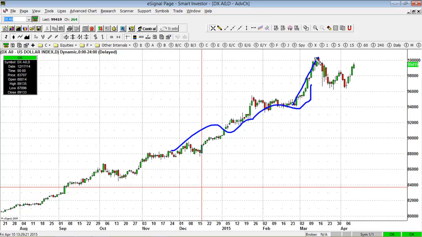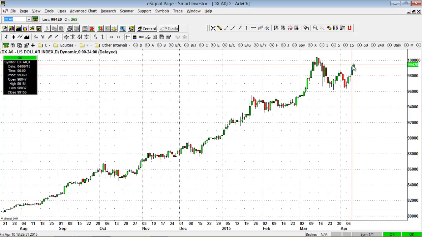Recently, the market came up, made a new high, retraced, and it looks to be heading back up to retest that old high. So for next week, we're going to see if the bulls have the energy and the momentum to push the market above this $100 level.